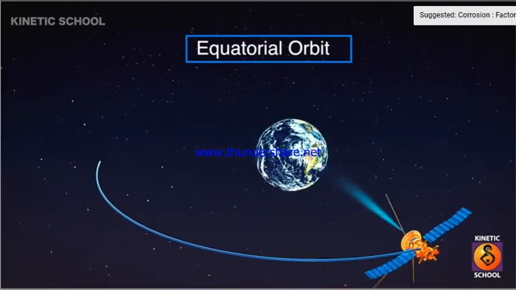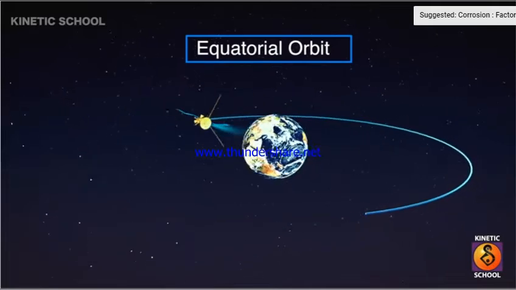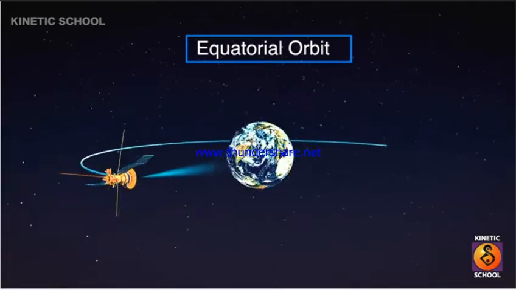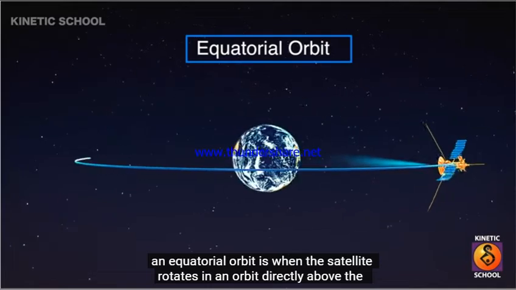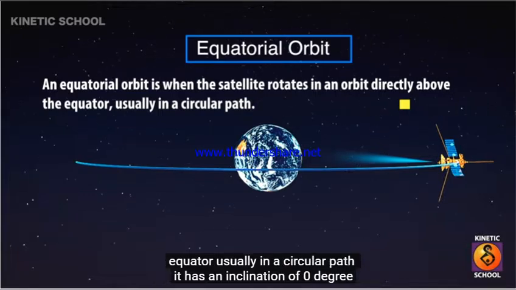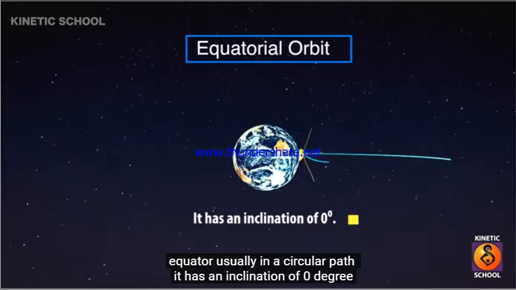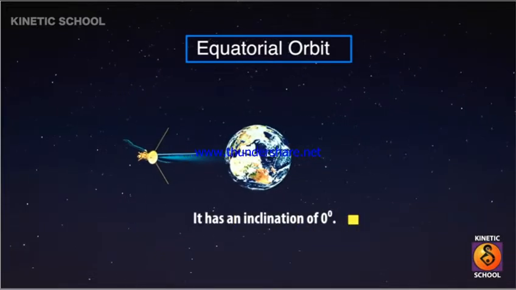Equatorial orbit. An equatorial orbit is when the satellite rotates in an orbit directly above the equator, usually in a circular path. It has an inclination of 0 degrees.